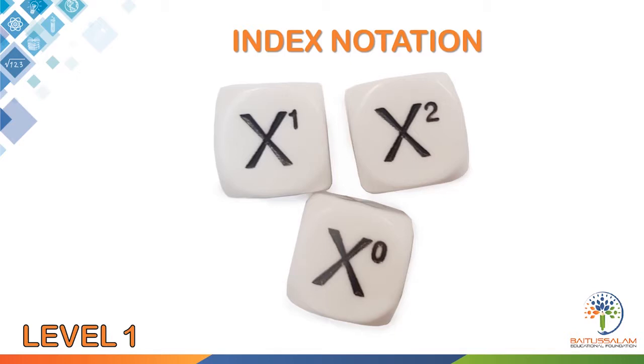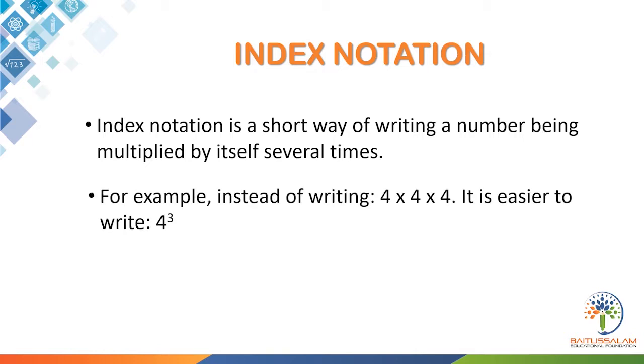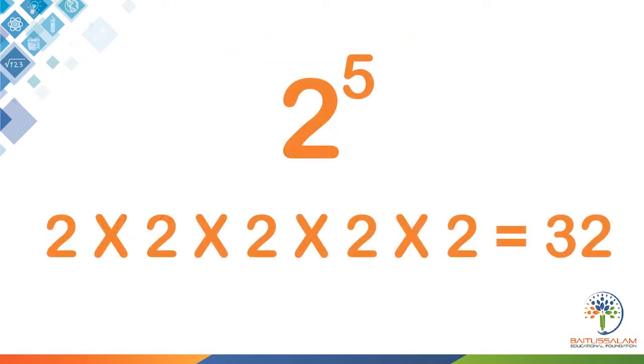Index notation. Index notation is a short way of writing a number being multiplied by itself several times. For example, instead of writing 4 multiplied by 4 multiplied by 4, it is easier to write 4 cubed or 4 to the power 3. In other words, if you want to show repeated multiplication of a number, we use index notation.